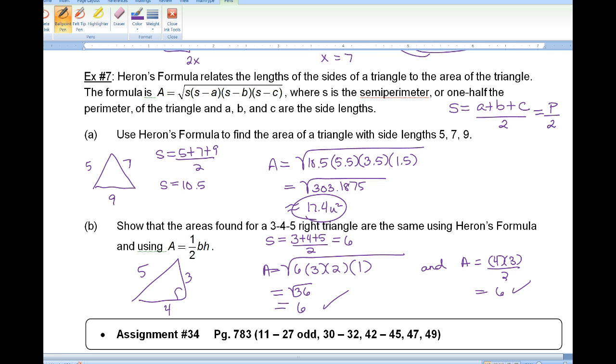Let's say I just gave you sides that are 10, 12.